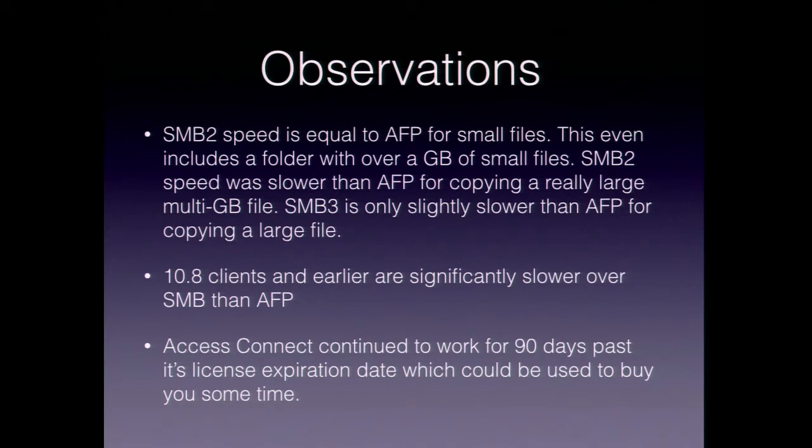SMB2 speed was equal to AFP for small files, even a large number of small files in a folder. But SMB2 speed was slower than AFP for copying a really large multi-gigabyte file, like a 6 gig Creative Cloud installer, for example. It would take like 40% longer in some cases.